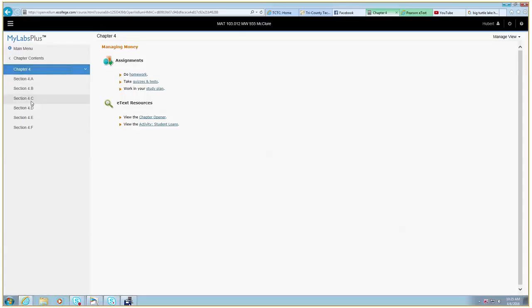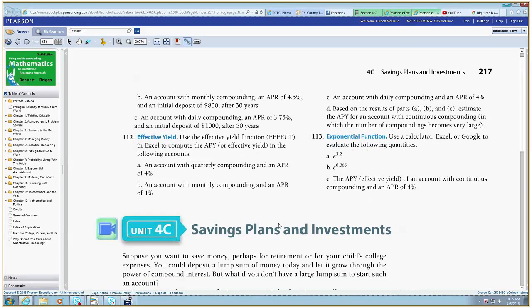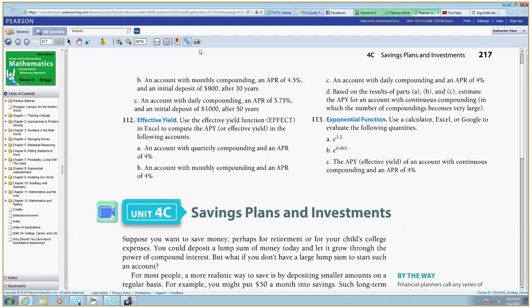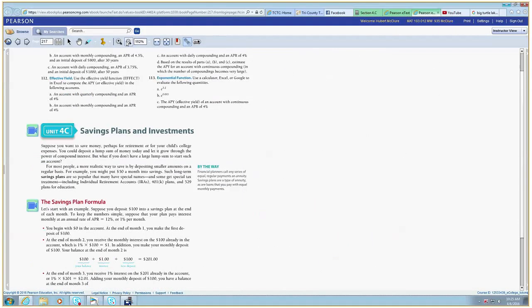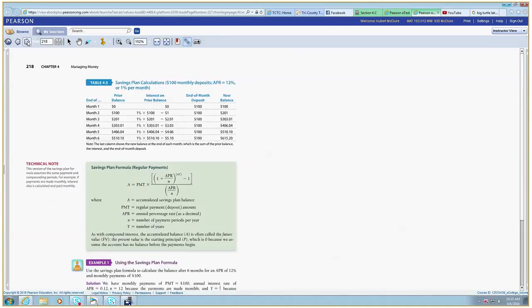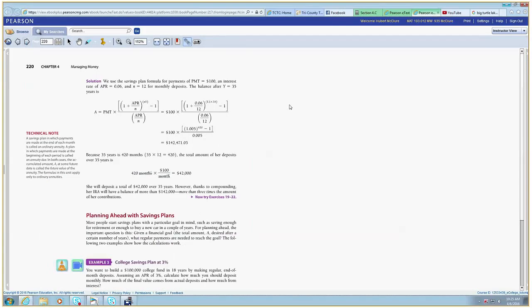Let's see, 4C. I think that's where we are right now. Somebody check me if I'm wrong. Savings plans and investments. That's what I thought. And we were on the second, which I still don't understand why they hadn't put. They should have a formula in a box with that second formula. I don't think it's right. They should have a box like that right there. But I hadn't seen it yet. And that's why I'm a little bit weary of the one we used the other day.